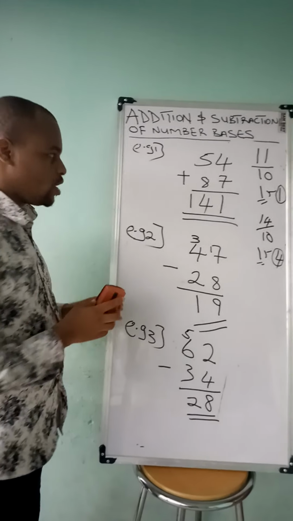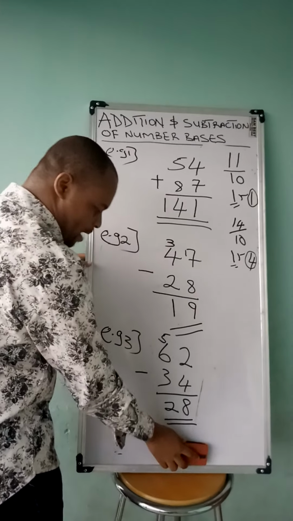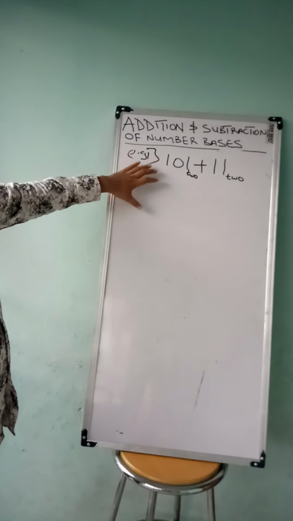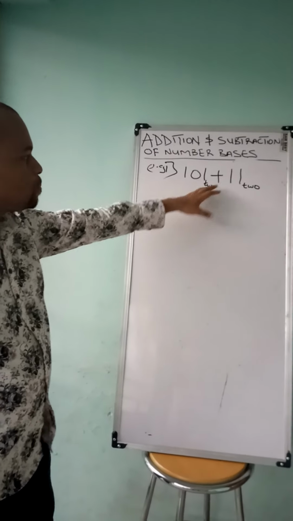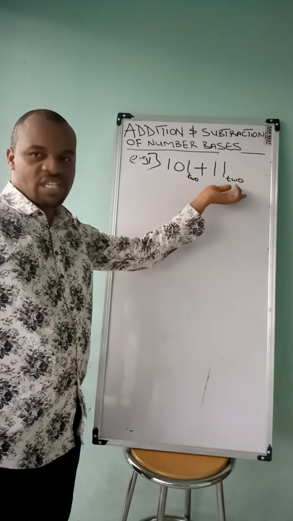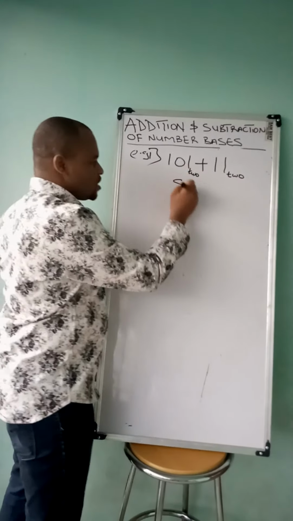Now we go to other bases and see what happens. Our first example is in binary. We are given 101 in base 2 plus 11 in base 2. Solution.